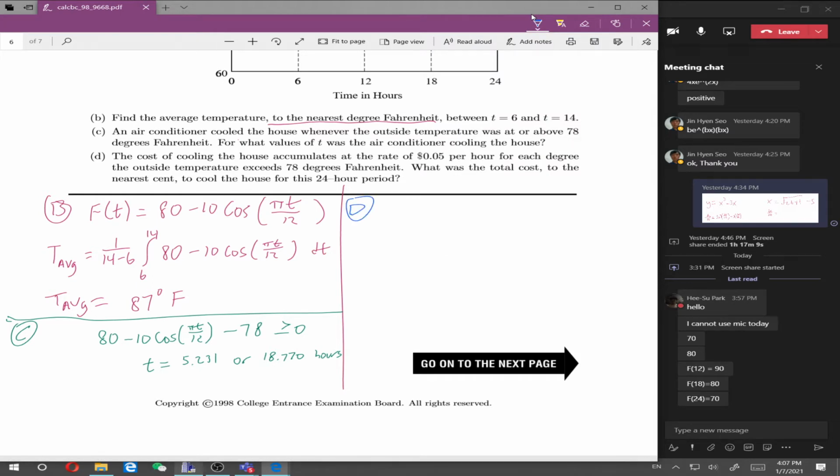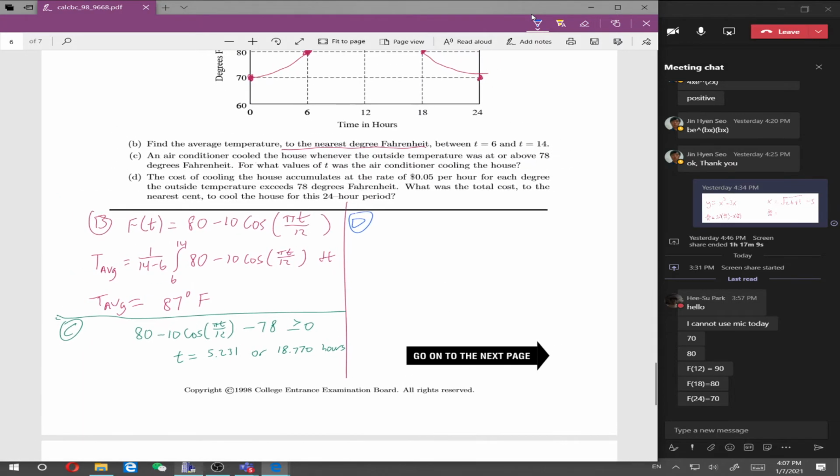Okay, for part D, the cost of cooling the house accumulates at a rate of 5 cents per hour for each degree that the temperature outside exceeds 78 degrees Fahrenheit. I want to know what the total cost to the nearest cent to cool the house was for the entire 24-hour period. So I need a cost equation first.